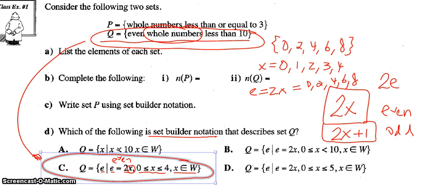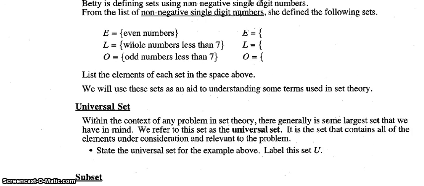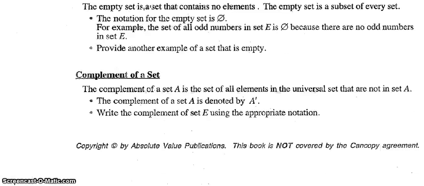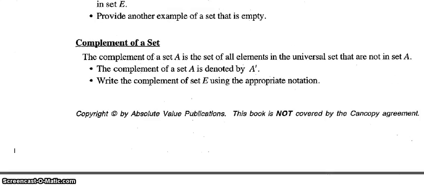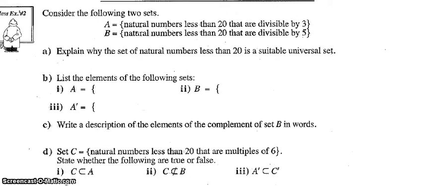Now let's move on. So we did all this, right? We have all these symbols: universal set, subset, empty set. Empty set is just a set with no element. Complement of a set is all the opposite. Universal set is all the elements that could possibly be in the set. Like we have this example, if we are dealing with natural numbers less than 20, that is our universal set. All natural numbers less than 20 is the universal set. So all A and B will be part of the universal set.